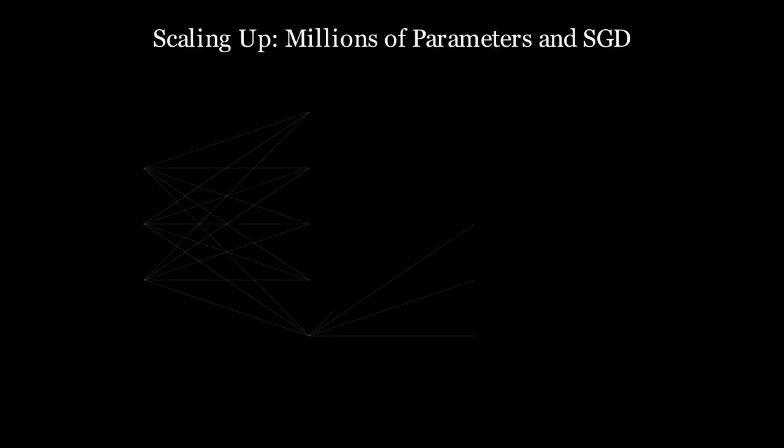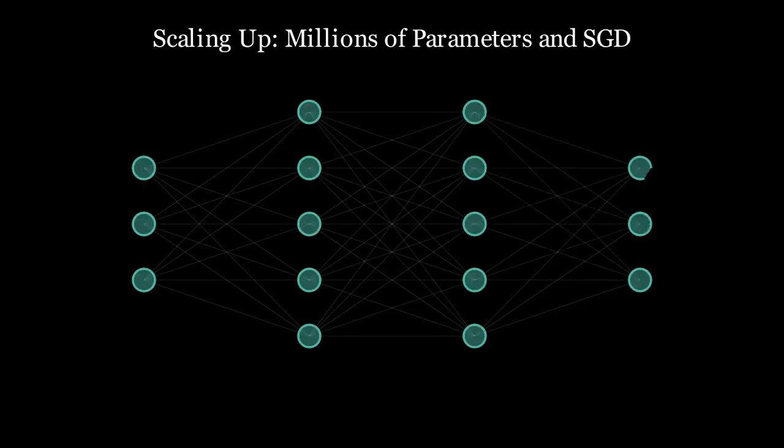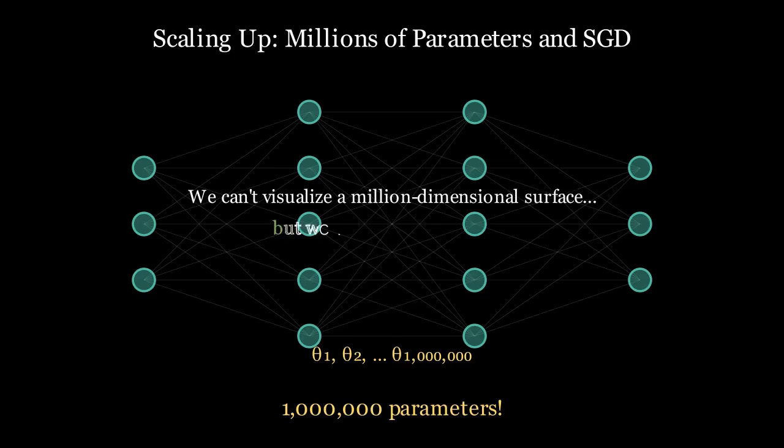Real neural networks have millions or even billions of parameters. We can't visualize that space. But the math doesn't care. The gradient is still just a vector of partial derivatives, now with a billion entries. And the update rule is identical. Same formula, unimaginably larger space. This is the engine of modern AI.